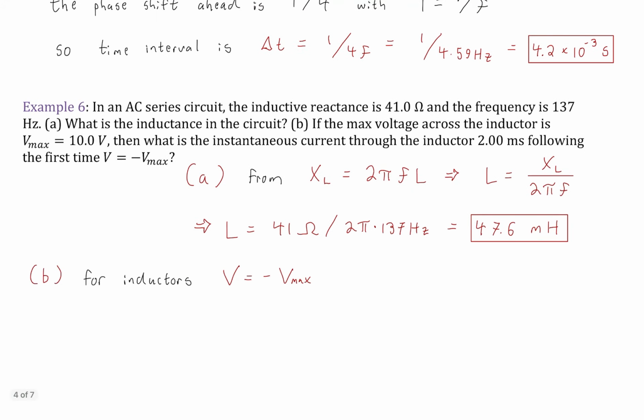For inductors, we know that the voltage is equal to the negative of the amplitude after 1/4 of a period.